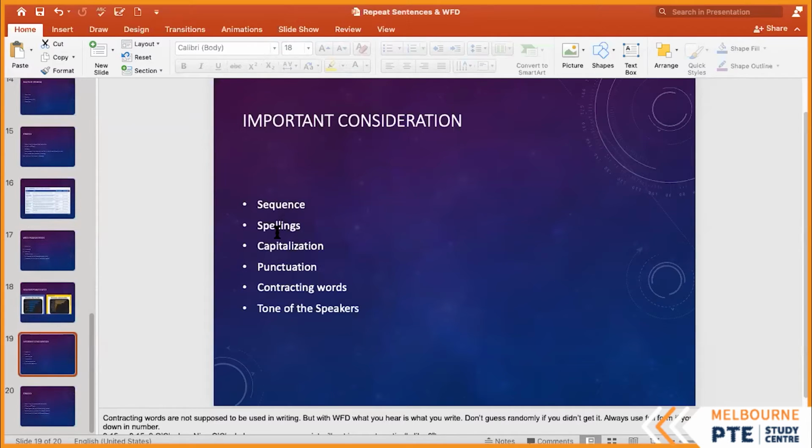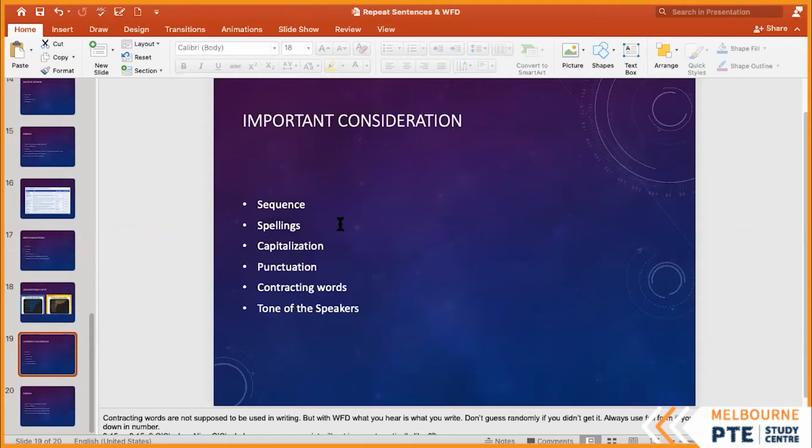Why? Because I need to make sure that my sequence is grammatically correct. Understood? I need to be careful about my spellings. Now, these spellings include singular and plural words, by the way. Suppose the word was spellings and I wrote spelling. Will I get marks? No. Not at all.